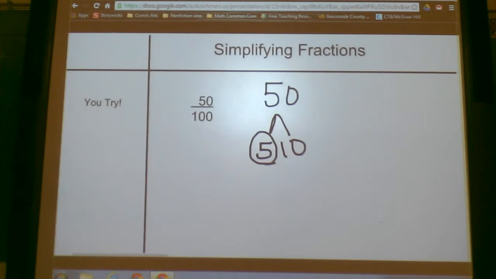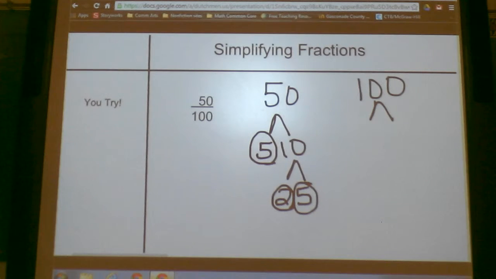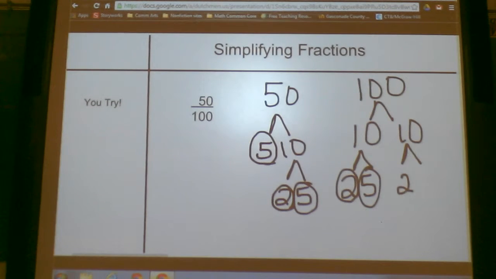Good. 5. So we factor out the 10. What two numbers multiply to 10? And are either one of those prime? They both are. Good. Okay, then we come over here and do the same thing with 100. What two numbers multiply to 100? 10 and 10. Neither of those are prime, so we factor them both. What two numbers multiply to 10? 2 and 5. They are both prime. And we do the same thing here.